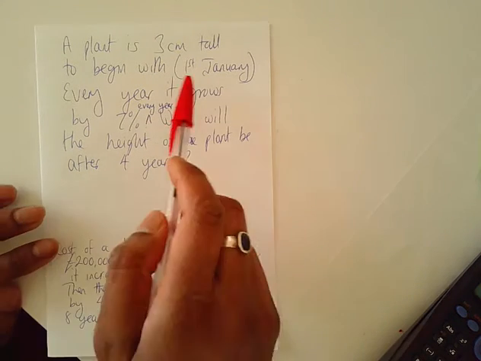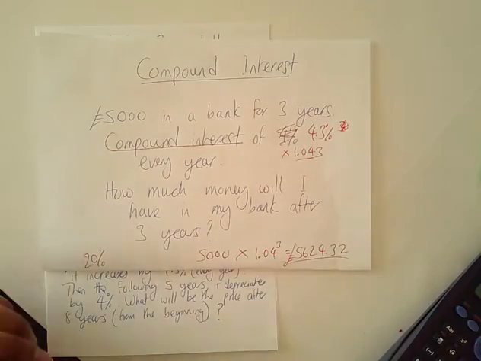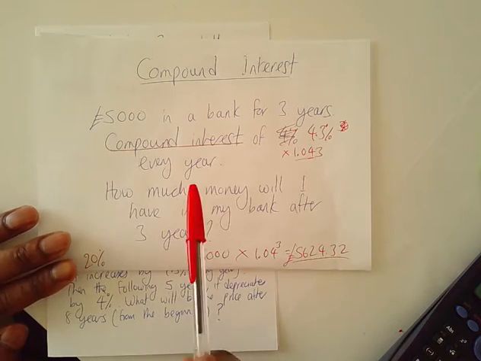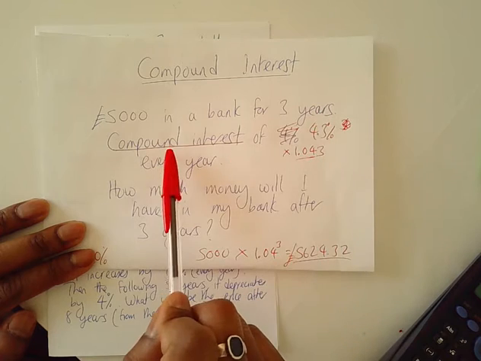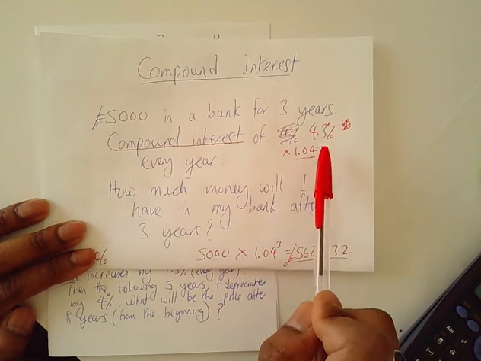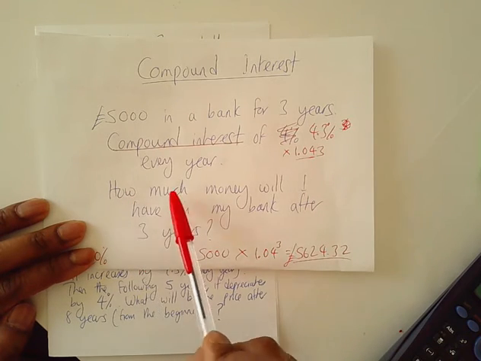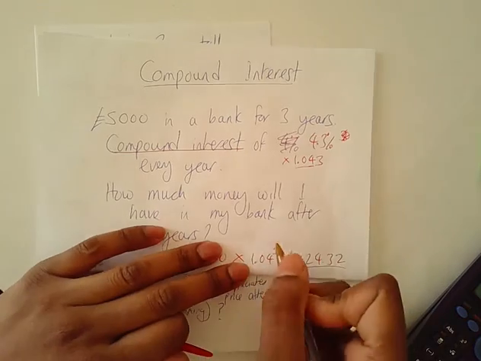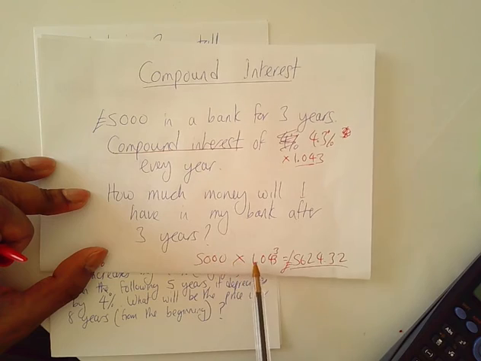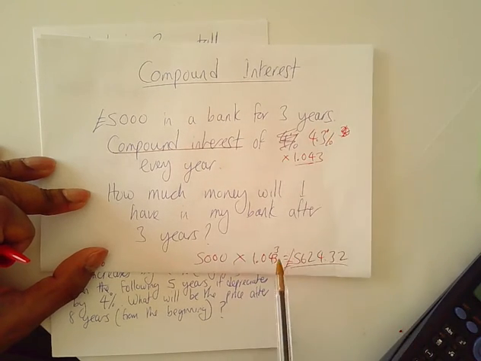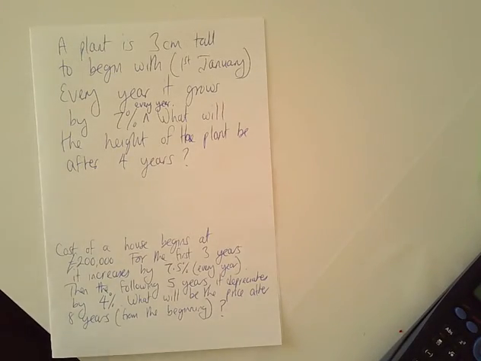This question I have here is very similar to the compound interest question that I did in a previous video. Just a reminder, £5,000 is put in a bank for 3 years. It pays compound interest of, let's say, 4.3% every year. How much money will I have in my bank after 3 years? So that would be the calculation, 5,000 multiplied by 1.043, because that's the multiplier, to the power of 3, because it's 3 years.